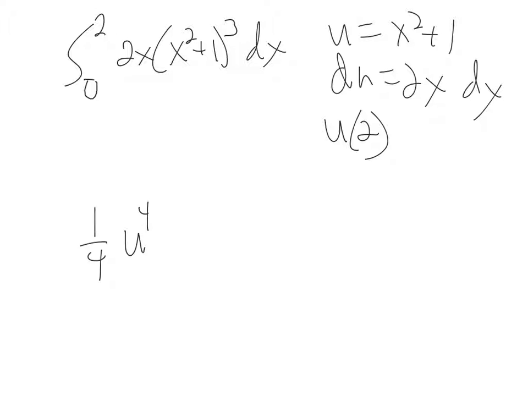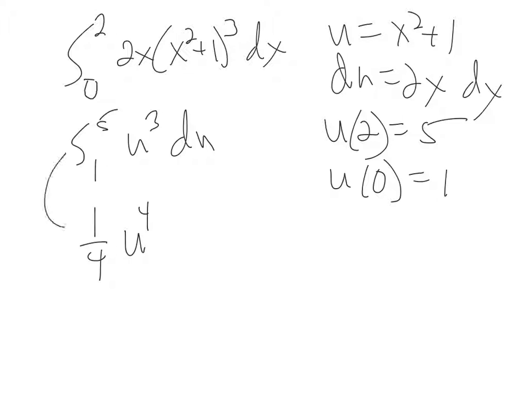Well, what if we use u? So if I drop 2 into my u function, 2 squared is 4, plus 1 is 5. And then u of 0 is going to be 1, right? Because 0 squared is 0, plus 1 is 1. So then what we really did is we changed our integral to this.